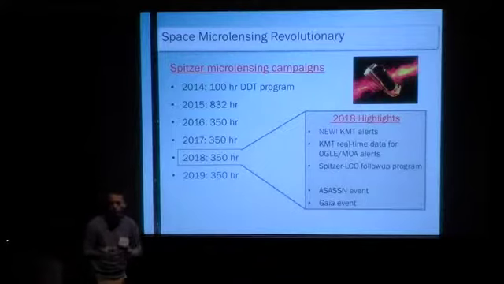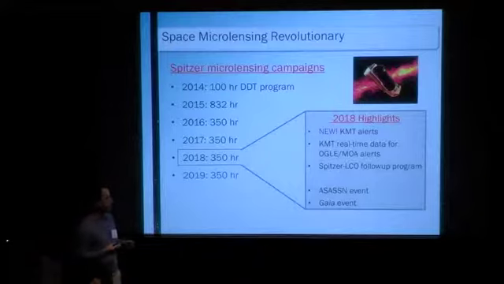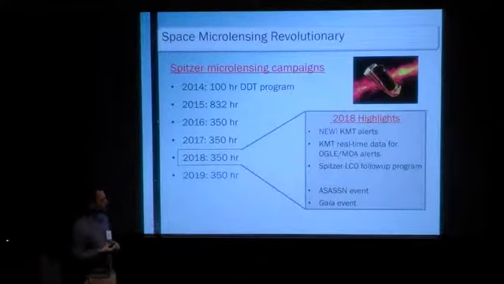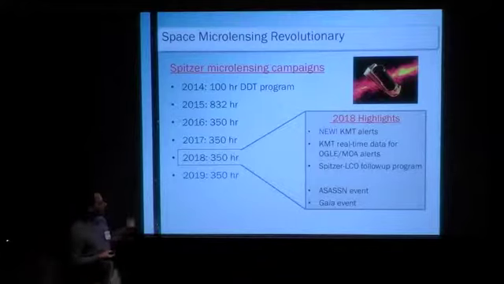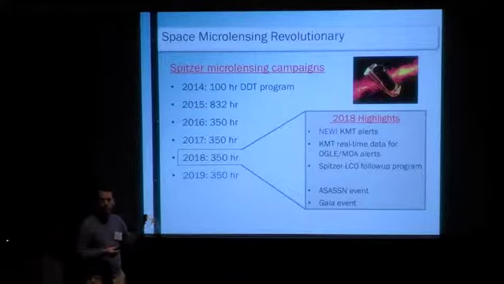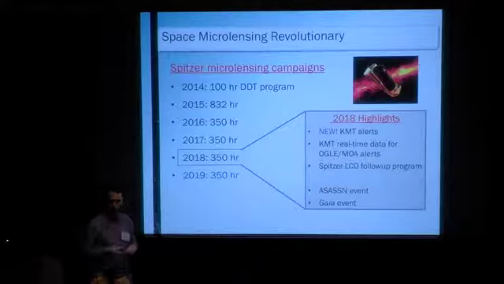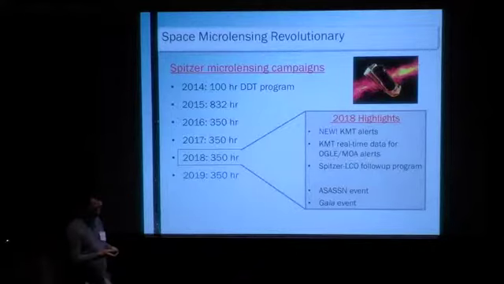We follow microlensing events that were detected by other groups, and the KMT alerts actually contributed a significant fraction of our 2018 microlensing events. In addition, we have KMT real-time data for OGLE and MOA alerts, and this is very important for our selection process. And lastly, we have, for the second year in a row, a dedicated LCO follow-up program for specific Spitzer microlensing events that Wei Cheng will mention later today.